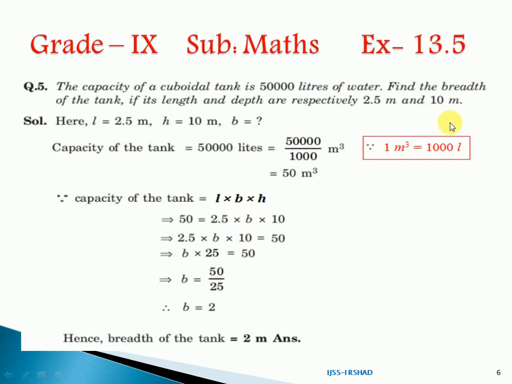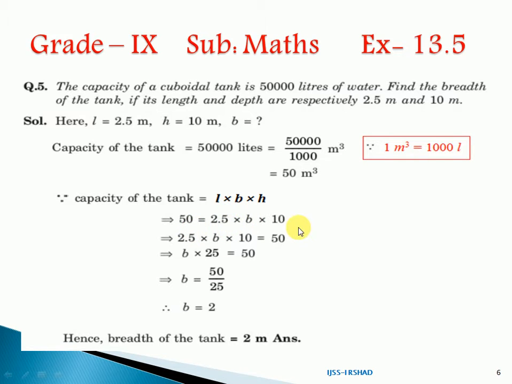So what I will do, just divide by 1000. After division you will get 50 cubic meter. Means 50,000 liter means 50 meter cube. So this is the capacity of tank, volume of tank. We know volume is length into breadth into height. So in place of volume of tank we will write here 50, and here I will put the given data, and the missing one we have to find. So B is missing here. Length I have put 2.5, height we have put 10, and B I have to find, breadth.